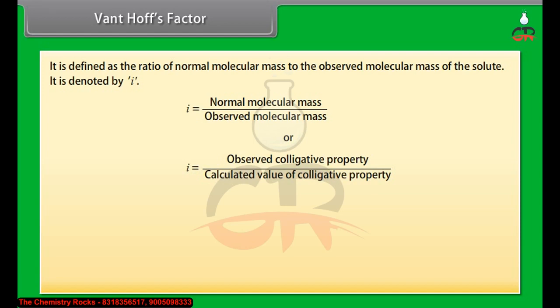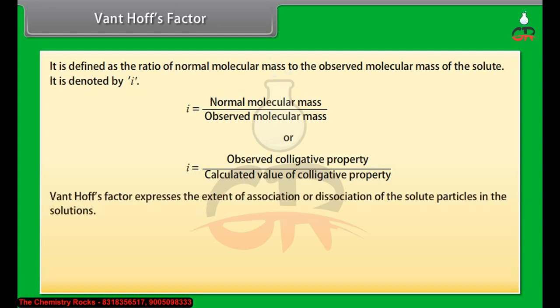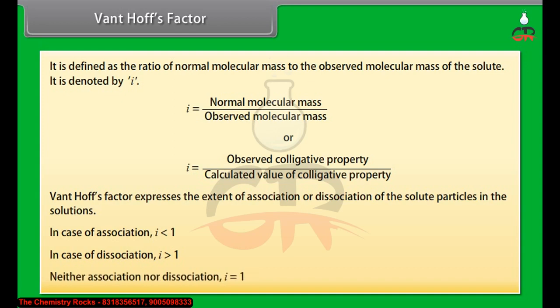Van 't Hoff's factor expresses the extent of association or dissociation of the solute particles in the solutions. In case of association, i is less than 1. In case of dissociation, i is greater than 1. With neither association nor dissociation, i is equal to 1.